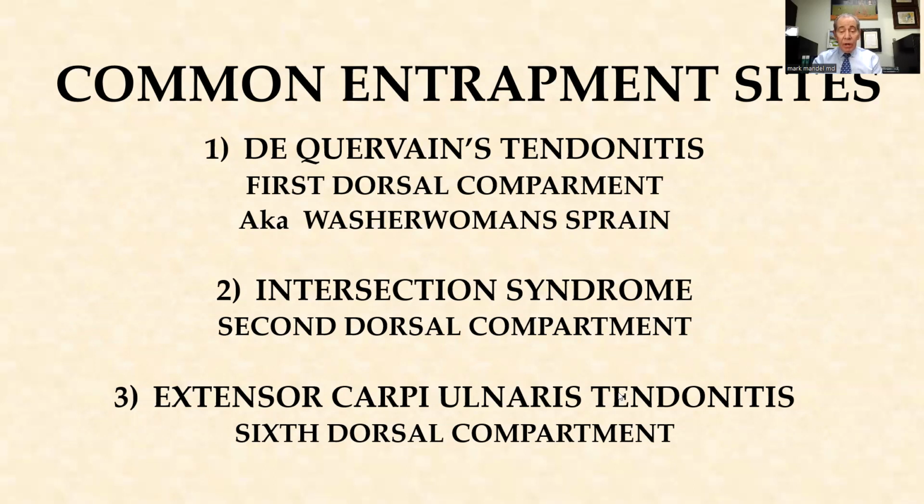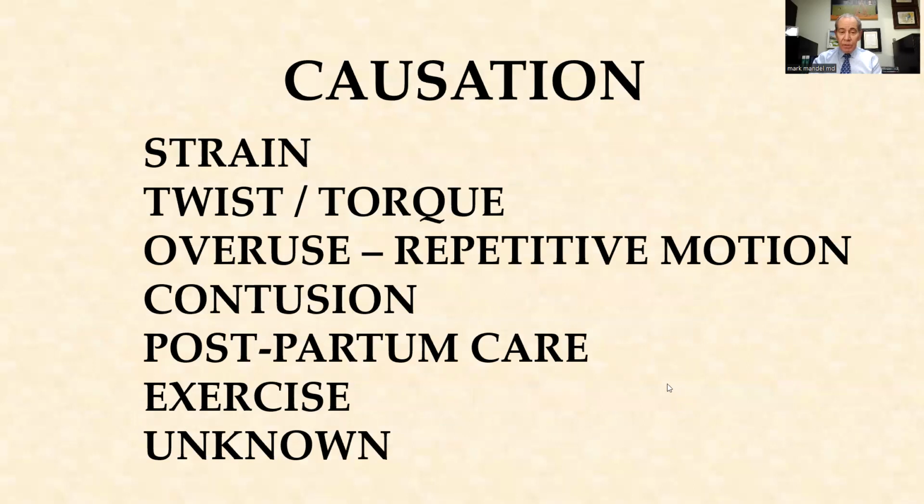Extensor carpi ulnaris is the sixth dorsal compartment, and that's actually the second most common form of tendinitis. Tendinitis problems are caused by strains, Swiss torque injuries, overuse, repetitive motion, contusions, and of course, postpartum. Mothers often develop de Quervain's from holding their children close to their breast. Exercise, of course, can cause it on a non-industrial basis.